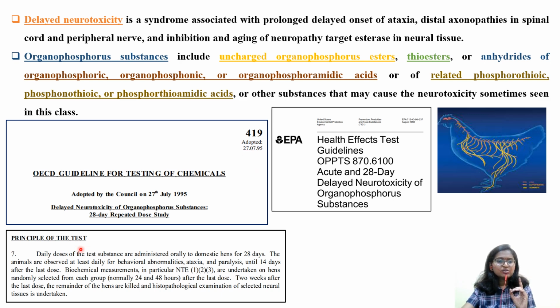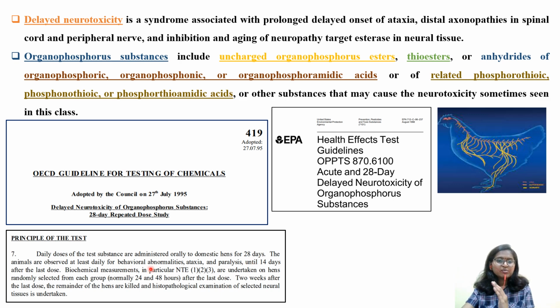Since we cannot read the 419 guideline in detail in this video, let us focus only on the main important points that we have to remember from the exam point of view. Coming to the principle of the test, what is happening? Daily doses of the test substance, here an organophosphorus substance, are administered orally to domestic hens for 28 days. As I said, here the test species is hen, and the treatment duration is 28 days, continuously from day 1 to day 28.